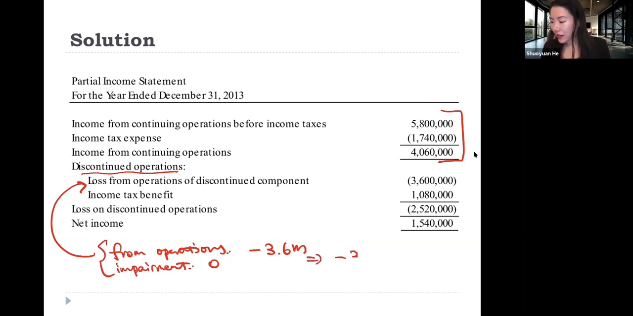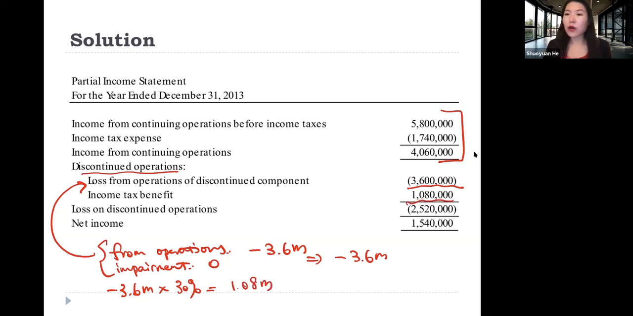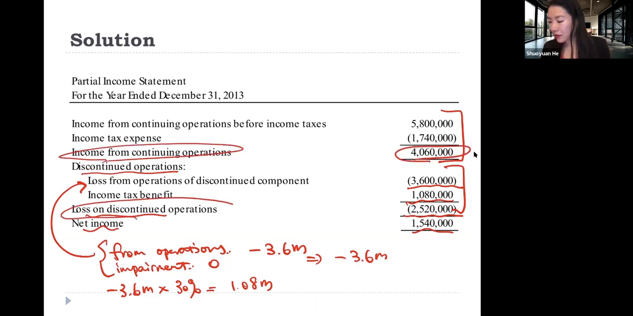So the total is negative 3.6 million. And negative 3.6 million multiplied by 30% will give you 1.08 million. So we have 1.08 million income tax benefit. And then the difference between these two is negative 2.52 million, which is loss on discontinued operation. And again, net income is your income from continuing operation plus loss on discontinued operation. That is your net income. So this is the second example.